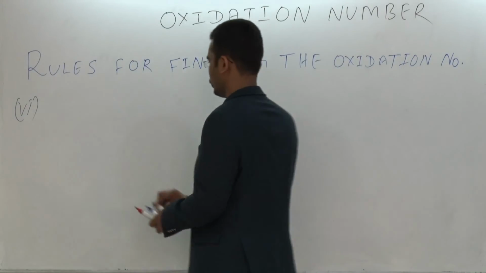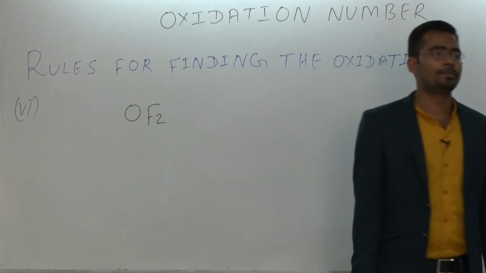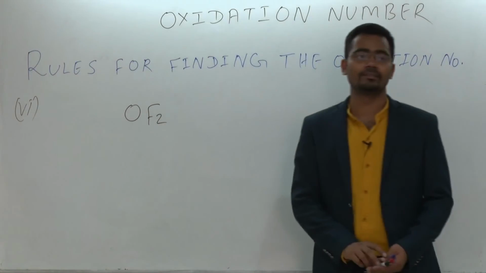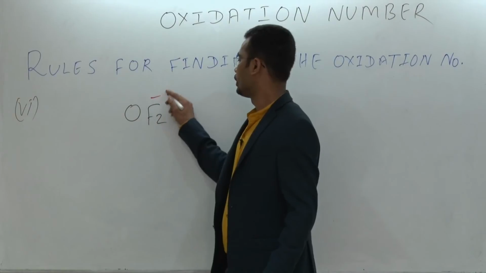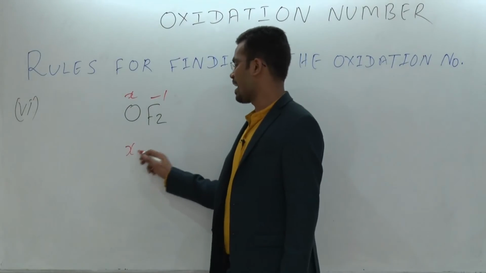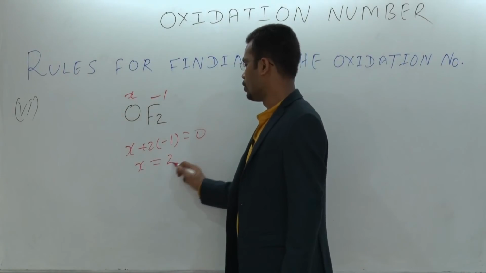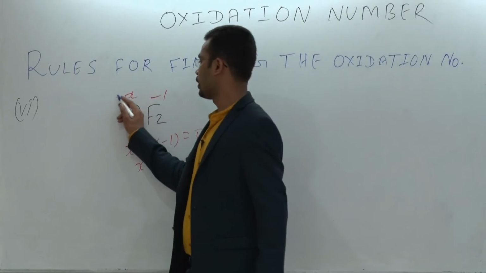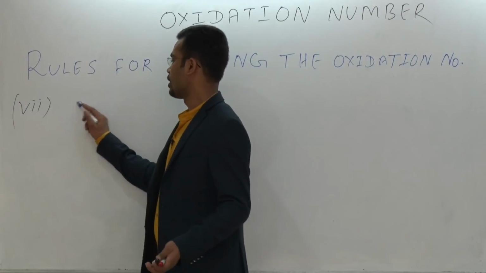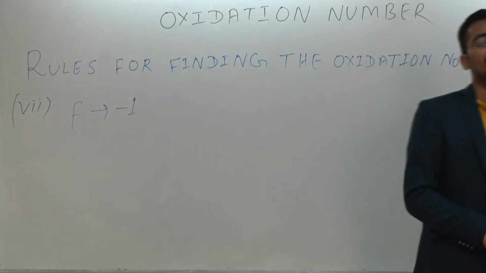Oxygen has also positive oxidation number with the most electronegative element, fluorine. Example, OF2. We know that fluorine has -1 and oxygen has X. The net charge must be equal to 0. So X plus 2 times -1 must be equal to 0. So X equal to 2. It means that the oxidation state of oxygen is +2. Fluorine has always -1 oxidation state in its compounds.